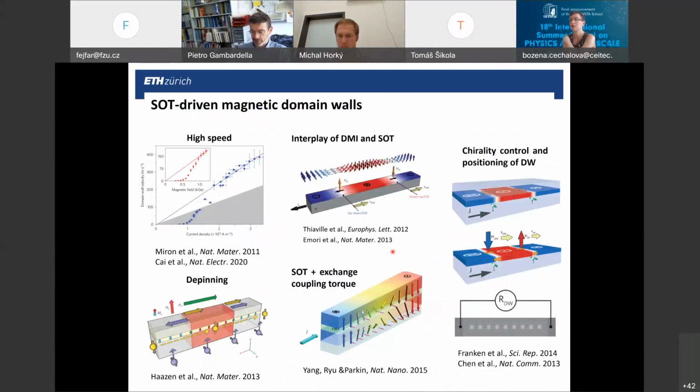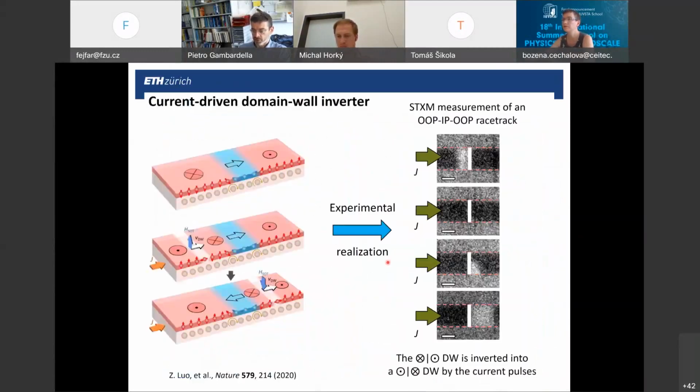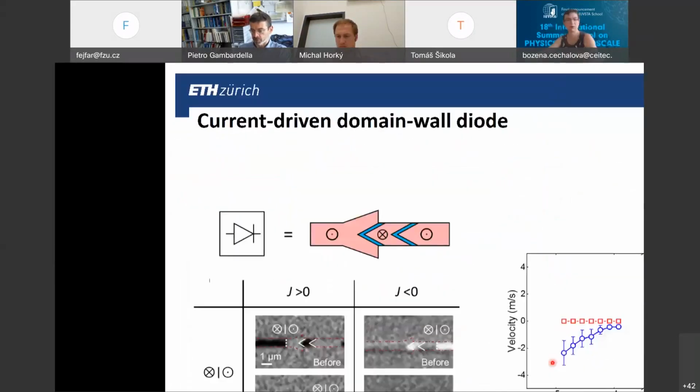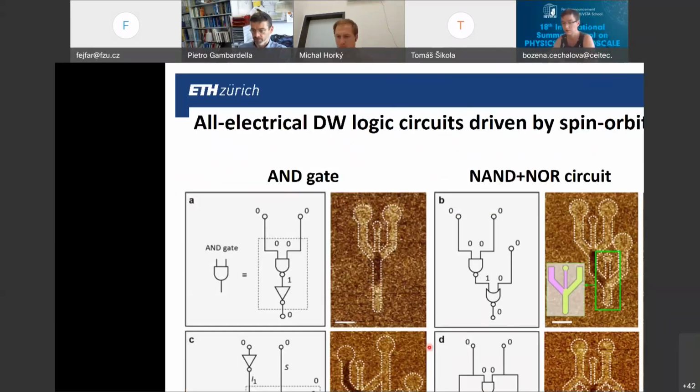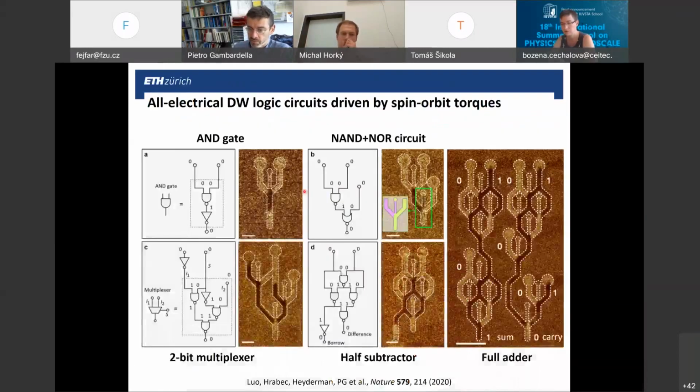Okay, and there is a whole field of studies of how one can use the spin orbit torques to drive magnetic domain walls, and also, for example, as in this case, one can drive domain walls in racetrack structures that have also competing interactions in terms of magnetic anisotropy and Dzyaloshinskii-Moriya interactions. And one can fabricate logic gates that function based on the propagation and manipulation of domain walls.